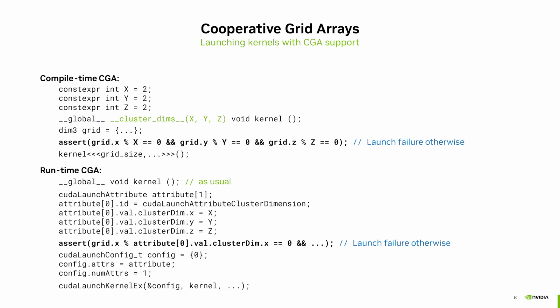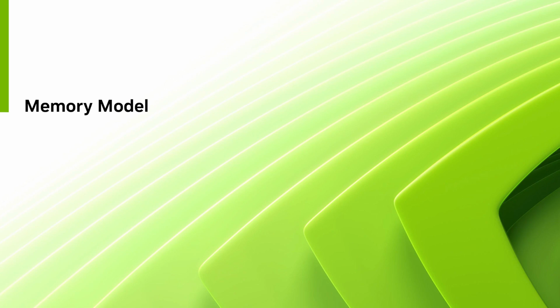Okay, here I'm showing two ways to launch CJs. So you can either specify CJ size at the compile time or at the runtime. Compile time is the simplest. You just add a cluster dims attribute. For the runtime, runtime requires a bit more effort and is done with the kernel launch API that is shown here. Note that in both cases, your cluster size must divide your grid size, otherwise your kernel launch will fail. Okay, that concludes the CJ part, which was pretty short.